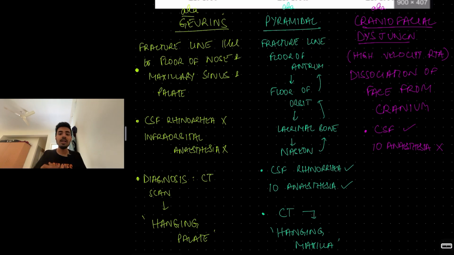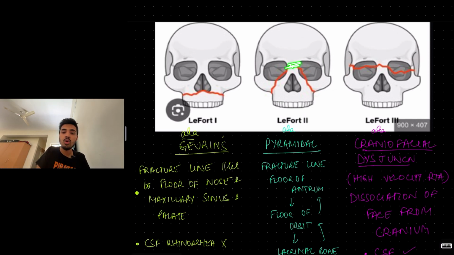So remember, it goes all the way up to the nasion. Nasion is somewhere near the roof of the nasal cavity. So the roof of the nasal cavity is the cribriform plate. Injury to the cribriform plate will lead to what? CSF rhinorrhea. So you do have CSF rhinorrhea because of injury to the roof of the nose.